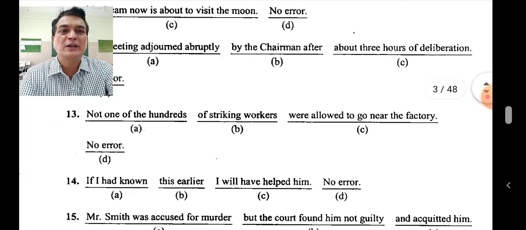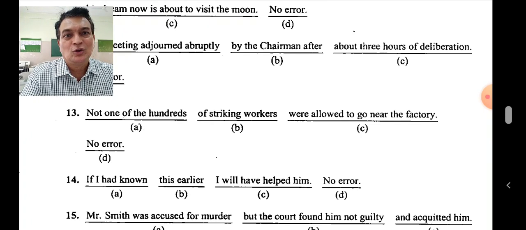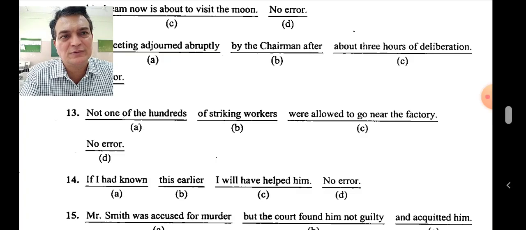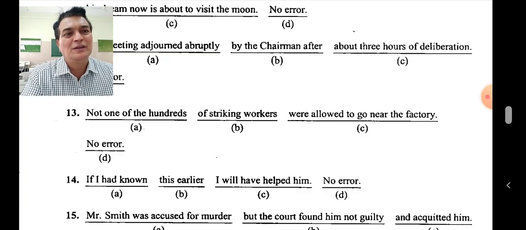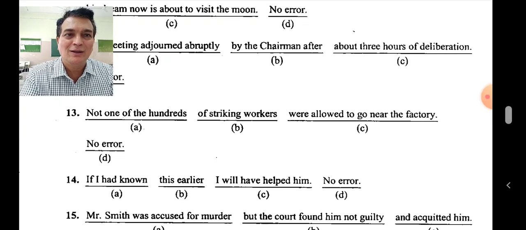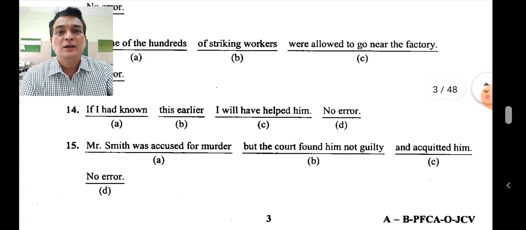Not one of the hundreds of striking workers were allowed to go near the factory. Not one of the hundreds. So how many are there? Not one of the hundreds of striking workers. Not even one of the hundreds of striking workers was allowed to go near the factory. C is the right answer here. Because you are saying not one of the hundreds, so you are not even one among those hundreds. So ultimately you are saying one. So was allowed to go near the factory. C is the answer.